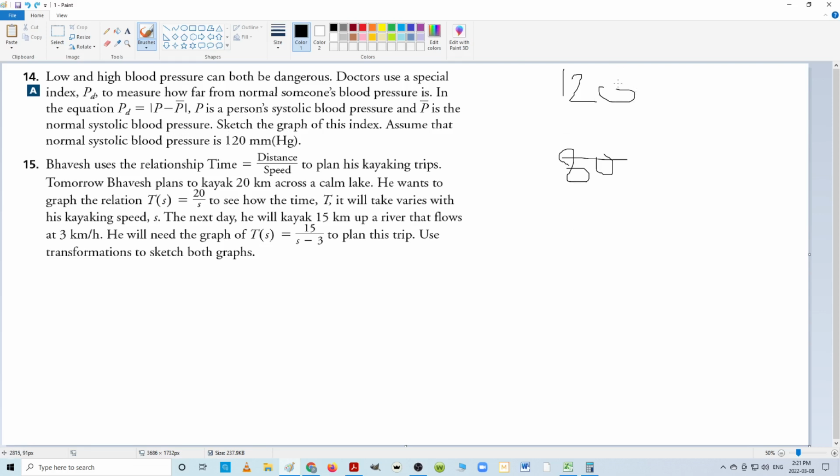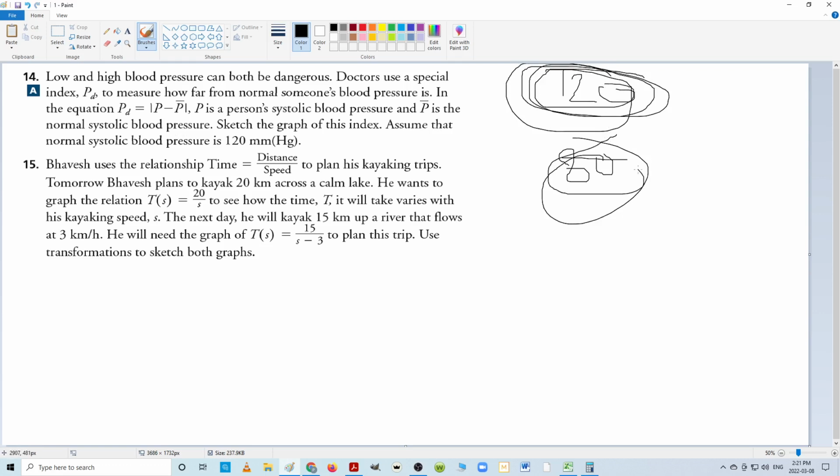And this is called, I think this one's systolic and this is diastolic. It's when the heart pumps out blood, and then this is when it doesn't. So the pressure is supposed to be lower. And P here is this normal systolic blood pressure. Sketch the graph of this index, assuming that normal systolic blood pressure is 120. So that means this P here is 120.